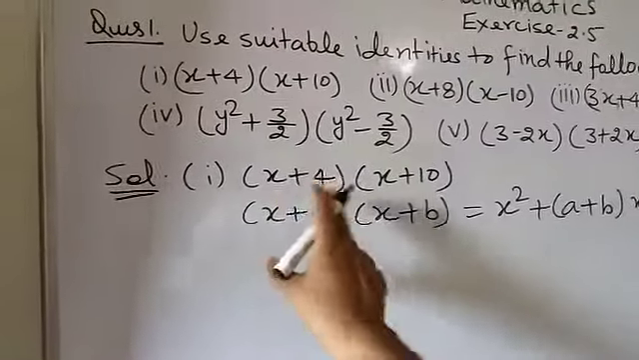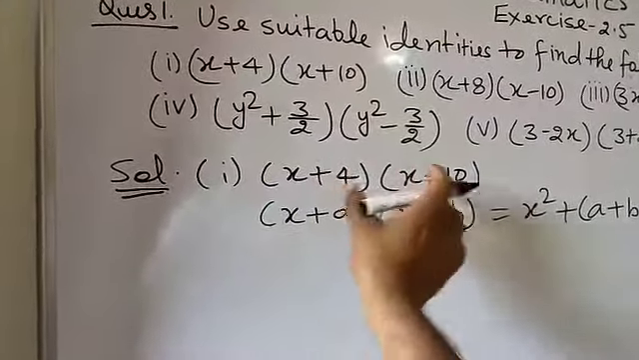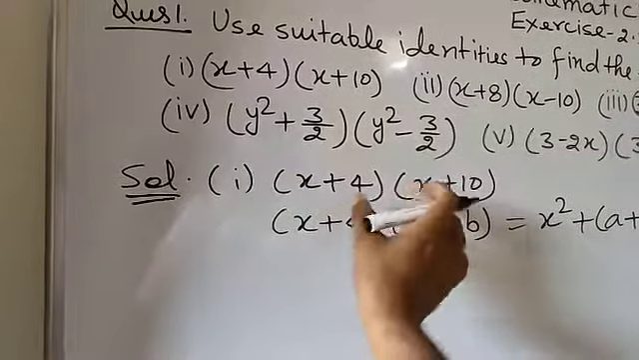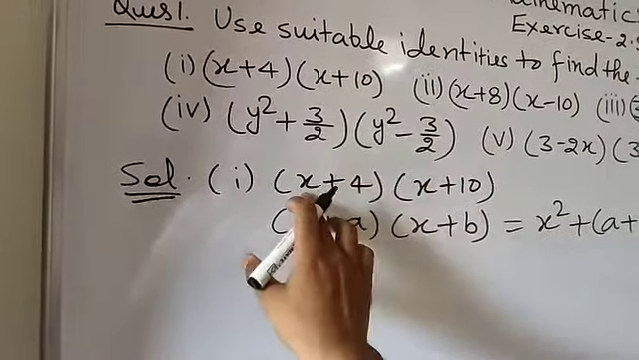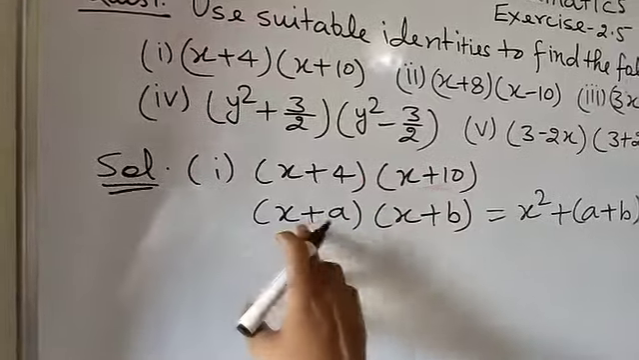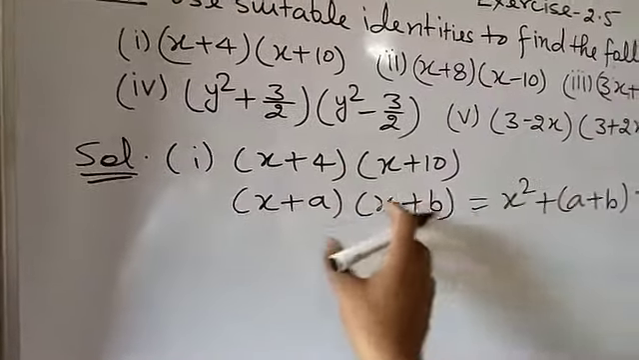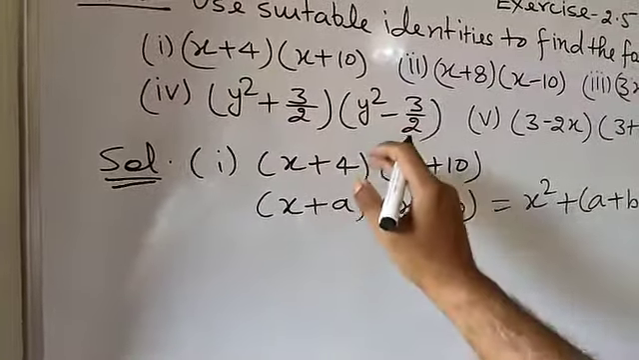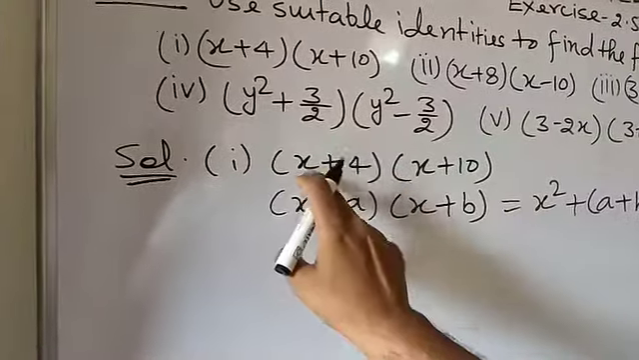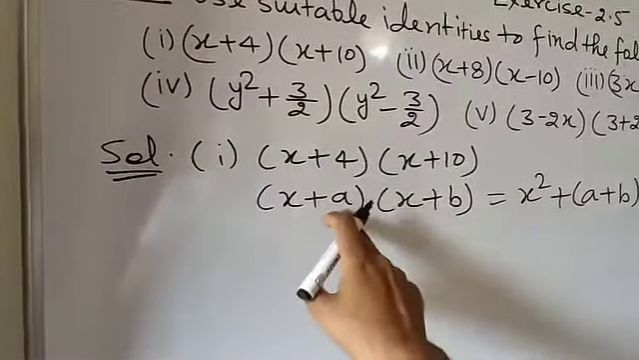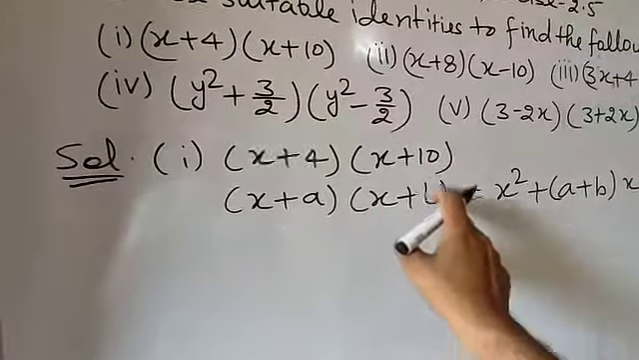Why am I going to use that identity? If you look at the question, two brackets are there, and in both brackets the first value is the same, that is (x + 4)(x + 10). Here it is just like (x + a)(x + b). If you compare the identity and the question, at the place of x is x, at the place of a is 4, and at the place of b is 10.